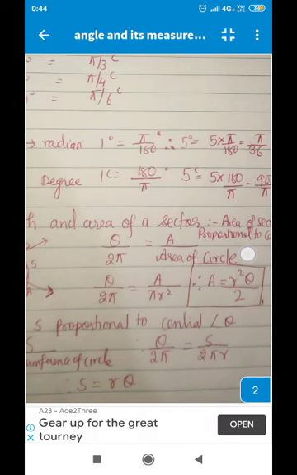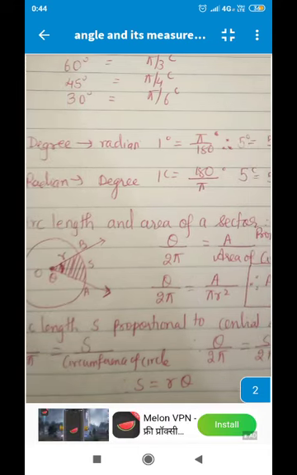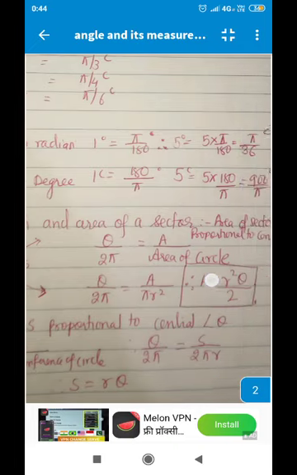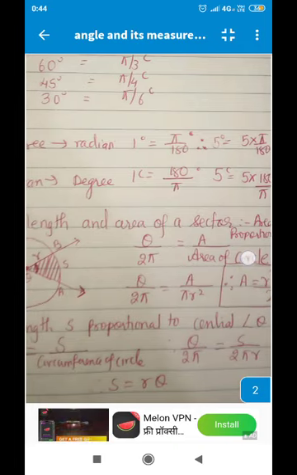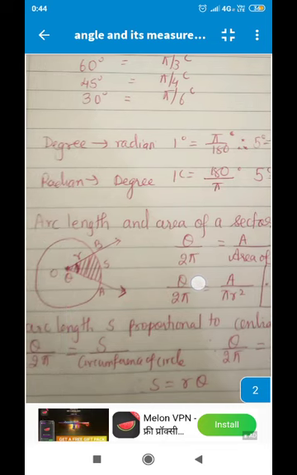Here S implies arc length, r implies radius, and theta is the angle between the two rays. So here we have discussed all the terms and formulas relevant to this lesson, related to both exercises. The remaining next video will be based on the sums of this lesson.